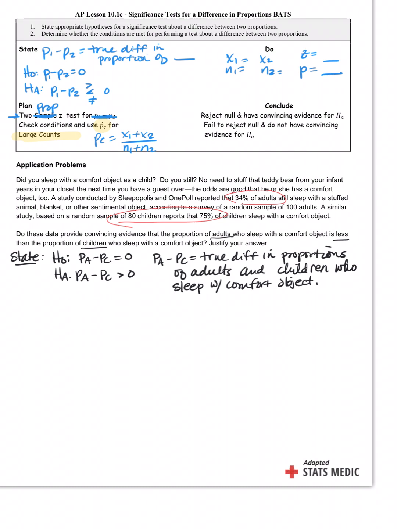And if you make your subscripts logical, like A is for adult, C is for child, usually you don't have to notate it. But if you get fancy and call it X and Y, then make sure you define what that is so the reader knows what you're doing. All right?